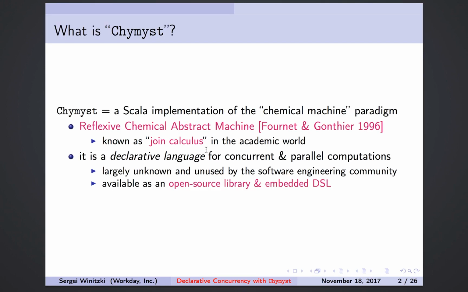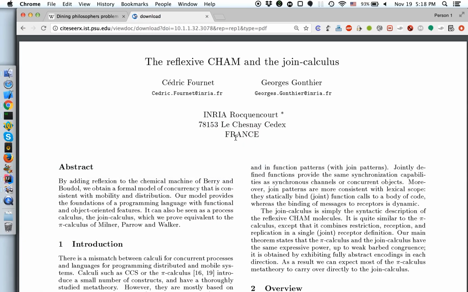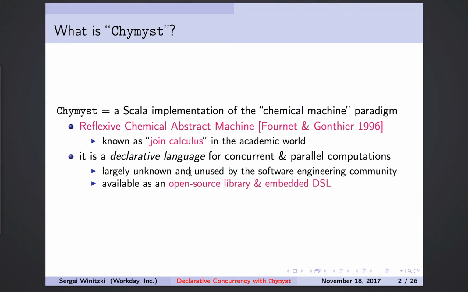What is Chymyst? It is a Scala implementation of the chemical machine paradigm of concurrency, which is also known as joint calculus in the academic world. The chemical machine paradigm was invented about 20 years ago in this paper. I do not suggest that you start by reading this paper. I will explain the chemical machine paradigm in this talk.